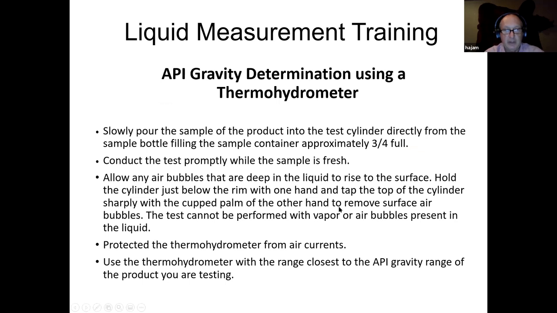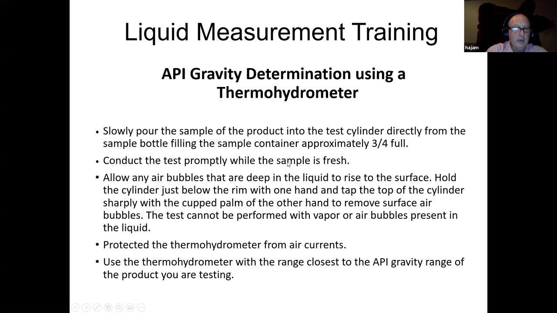So what you're going to do is take that sample you just mixed up and pour it into a test cylinder. You're going to perform the test as quickly as possible while the sample is fresh. Once you uncap the sample bottle, use it immediately. Don't let it sit on the table for any extended period of time with the cap off. Crude oil does weather; the light ends want to vaporize off, and that questions the integrity of that sample.